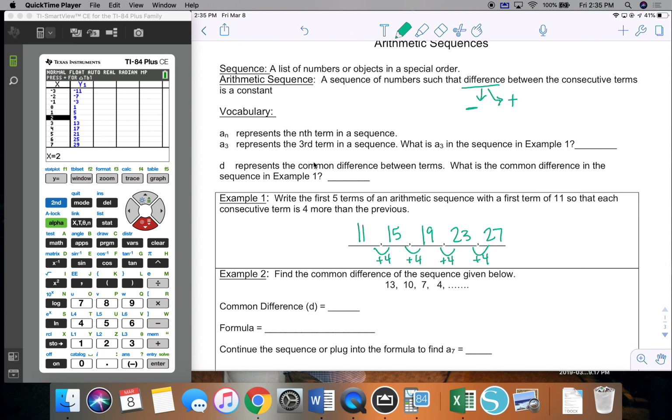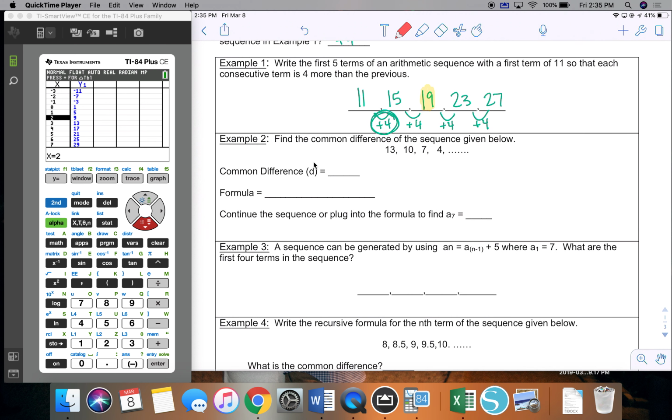So a sub 3 in this sequence, remember the little 3 means look for the third number. The third number is 19 in example 1. And then the common difference is what you do from term to term. So this difference is a plus 4. We're adding 4 to each term.